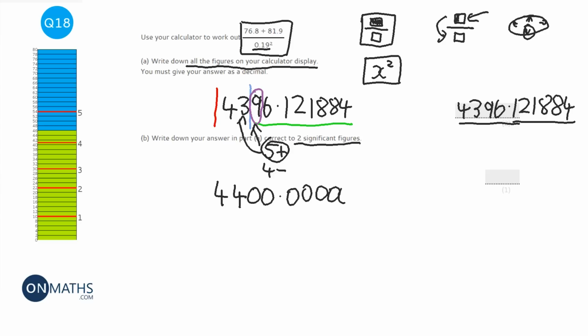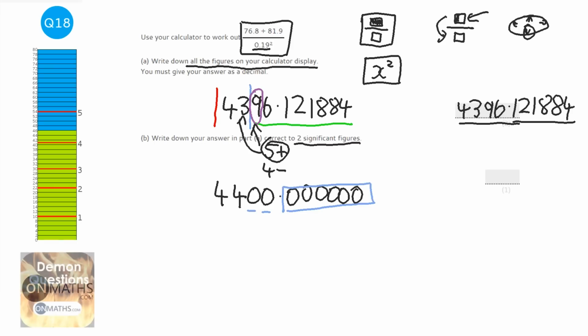But these numbers here are not changing the number at all. These 2 zeros here will make that 4,400 instead of just 44. The other numbers after the decimal point, we might as well get rid of them. So the answer is 4,400. Okay, because we don't need to show these numbers.